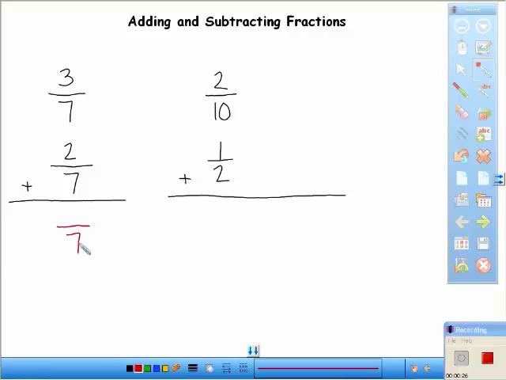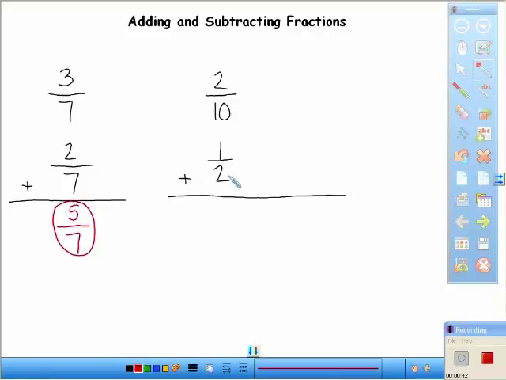So I'm going to put 7 as the denominator of my answer and add the numerators. 3 plus 2 is 5. And 5/7 is in simplest form, meaning it cannot be reduced, so that is your final answer. If the denominators are the same, simply add the numerators and keep the denominator the same. Don't add the denominators. Don't say 7 plus 7.